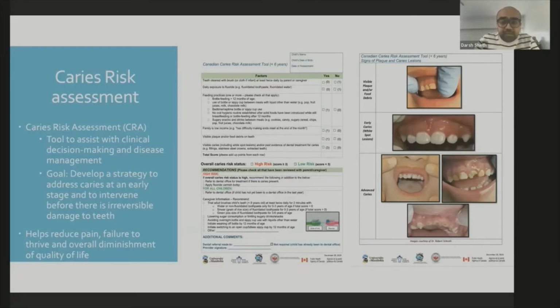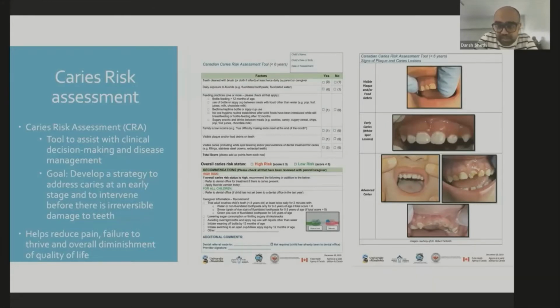So at the end of the day, we're trying to reduce pain, failure to thrive in these children, and overall diminishment of their quality of life. Having children go through multiple dental surgeries is quite a mental roadblock for them, and it can leave scars for the rest of their life. So if we can intervene and prevent the progression of these carious lesions at an earlier stage, it can improve their long-term outlook.